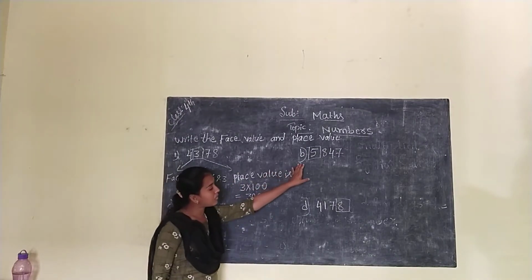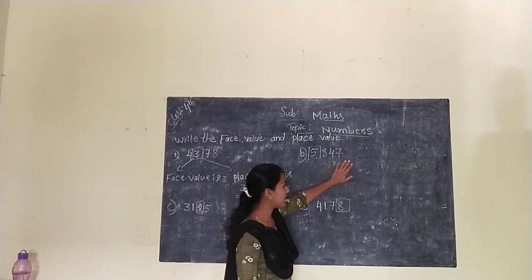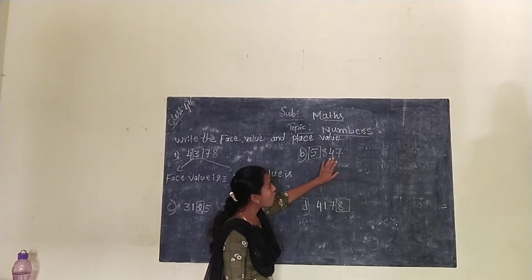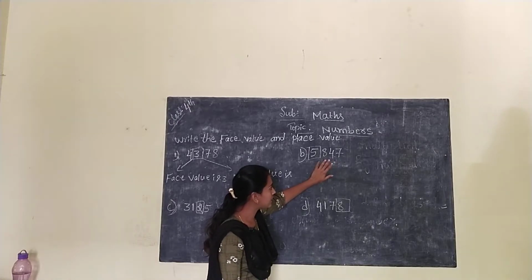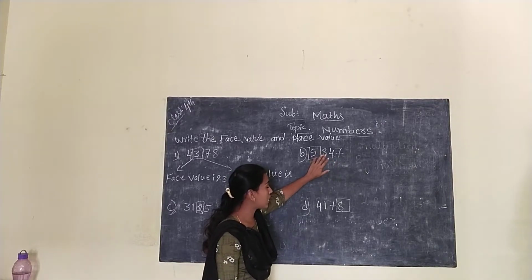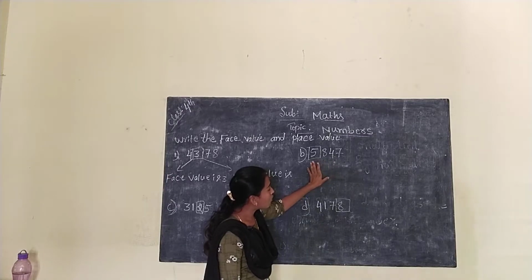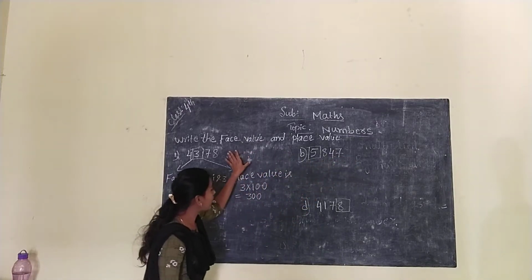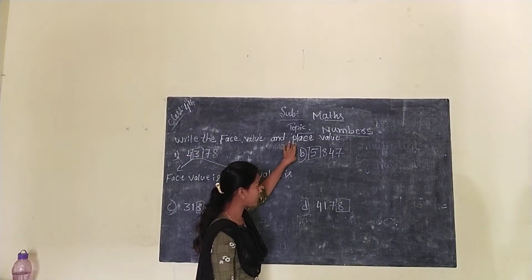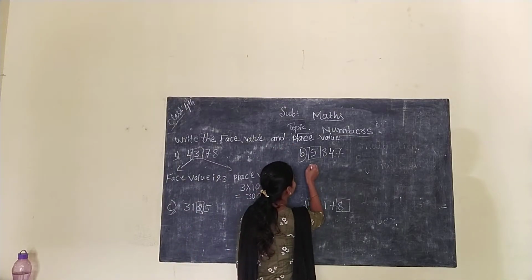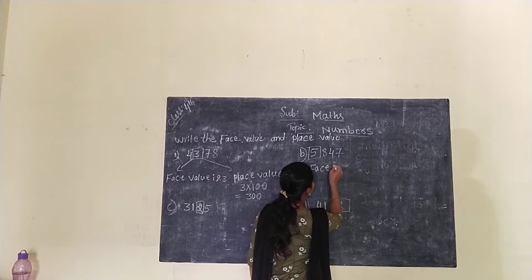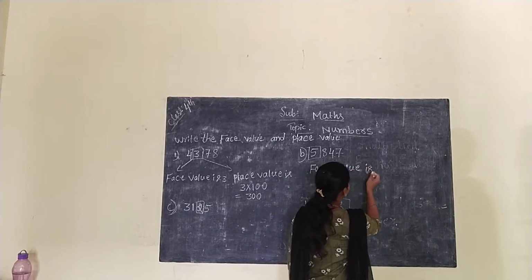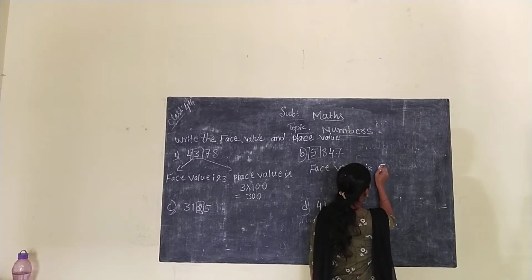Next given number is 5847. First we have to observe place values. So 7 is unit place, 4 is tens place, 8 is hundreds place, 5 is thousand place. How to read the number? 5847. We have to find out face value and place value. First we have to write face value. Face value is constant, face value is 5.